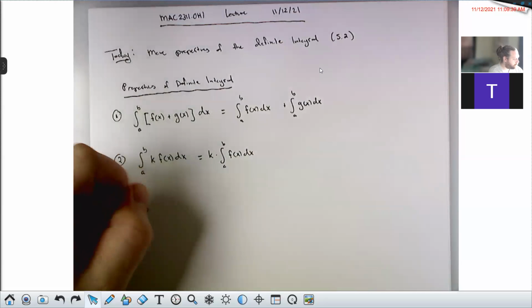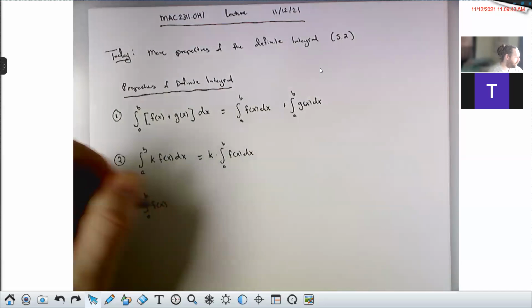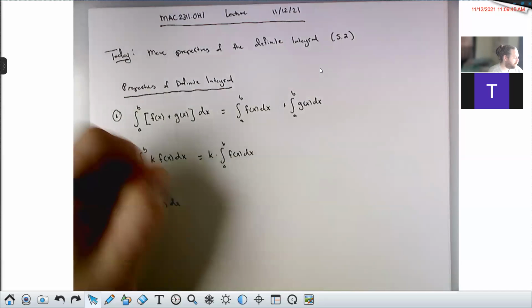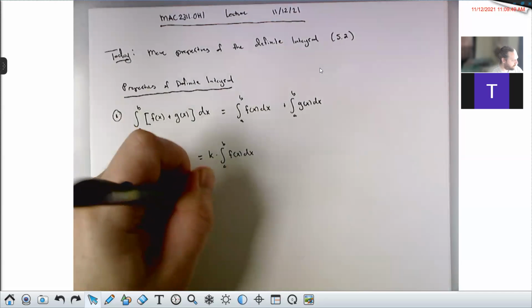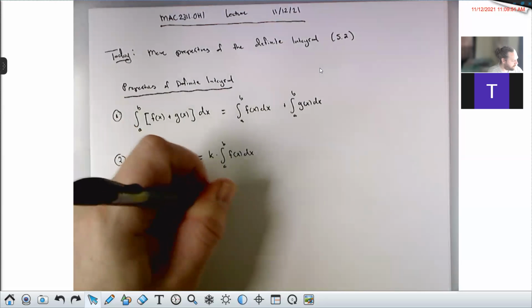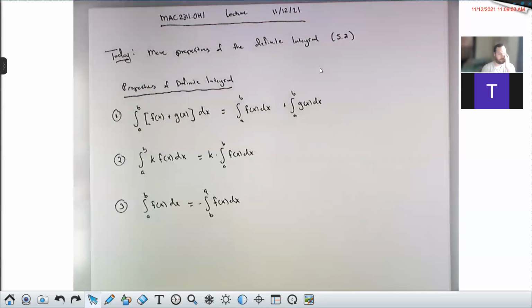Then there's the one we proved by thinking about how delta x in the Riemann sum changes for the integral from a to b compared to the integral from b to a. If you flip the bounds over, the limits of integration, if you swap them, like integral 0 to 1 of some function, is the negative of the integral from 1 to 0 of that function.